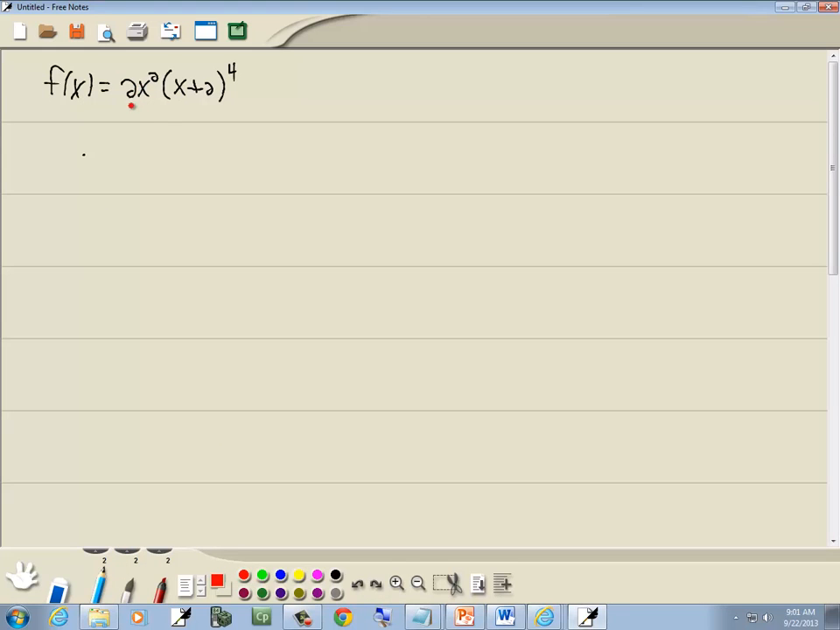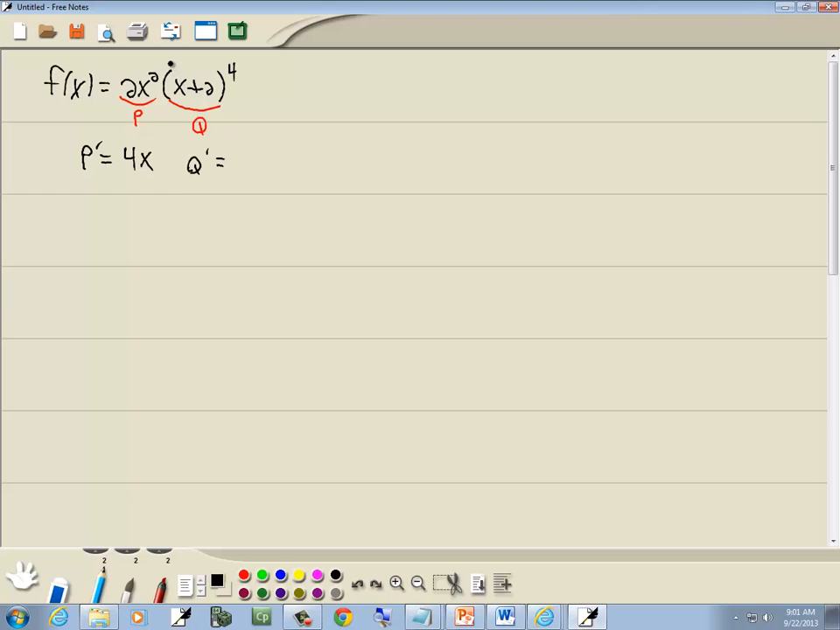First off, I notice this is going to be the product rule. I'm going to say that 2x squared is p, and the x plus 2 to the 4th is q. Now we need p prime. Derivative of 2x squared gives us 4x. That's p prime.